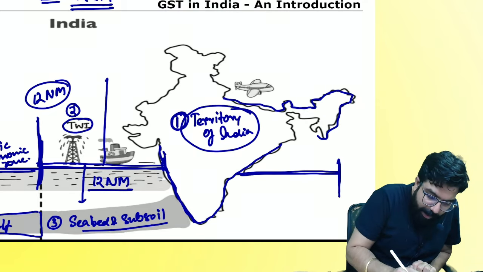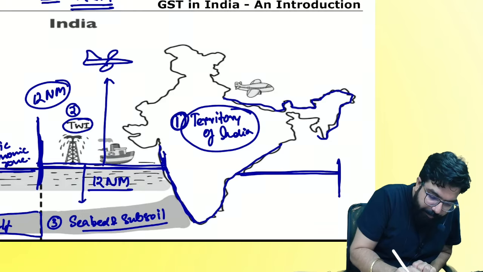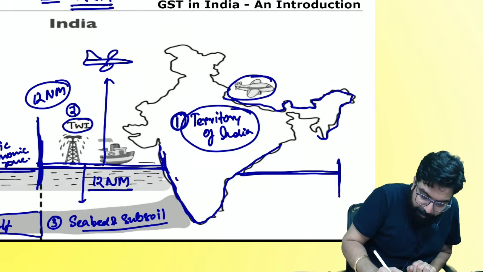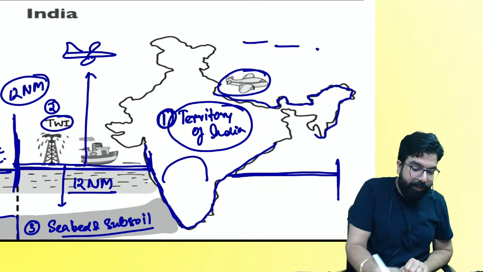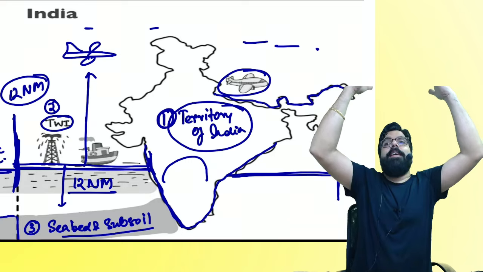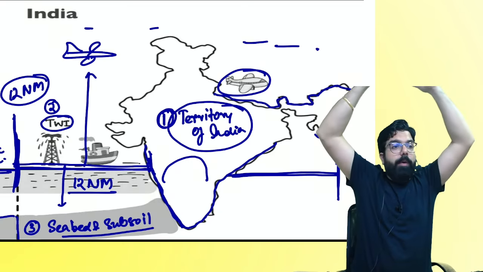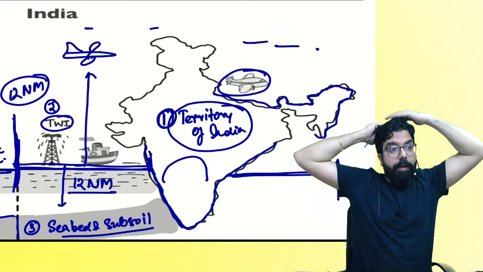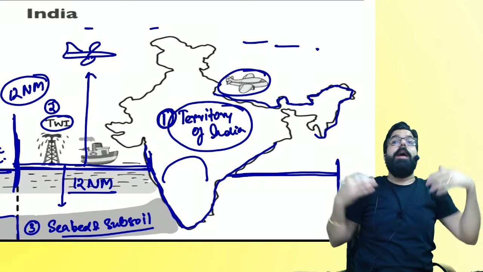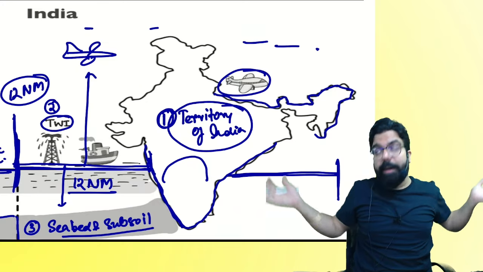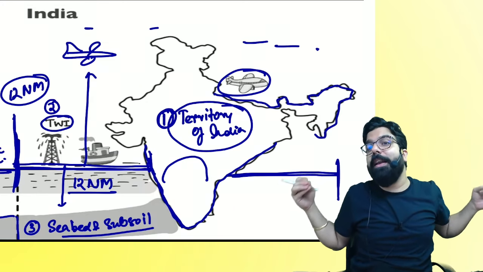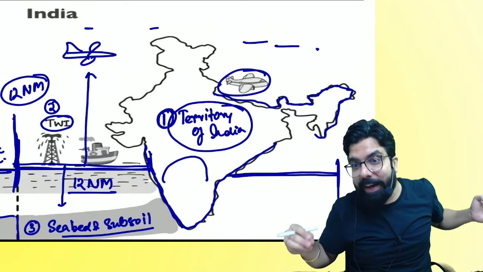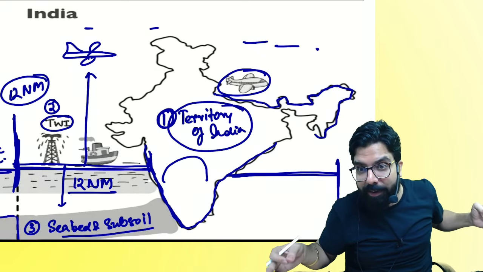Above this territorial water, their airspace is also there, no? A plane can also fly from here to here. The plane is going in the air. This airspace above India and above the territorial water is also India. Any goods or services supplied in India, GST will come.